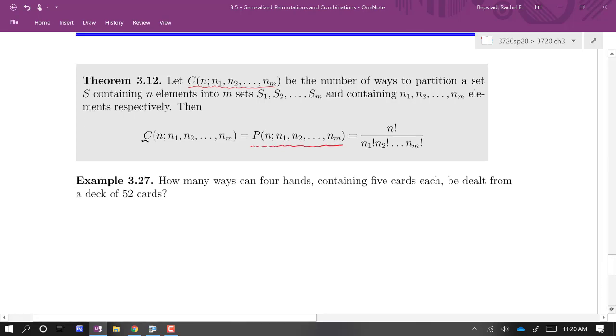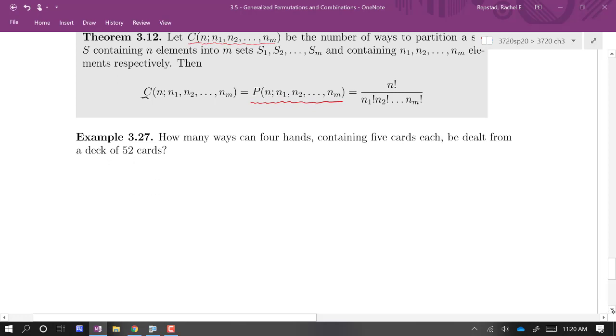So let's do one more problem to finish out this section. How many ways can 4 hands containing 5 cards each be dealt from a deck of 52 cards? So we're looking at 4 hands. And let's think about the way in which this is a partitioning problem. I have 52 cards, right? And I want to partition the set of 52 cards into, in fact, 5 sets, not 4 sets.